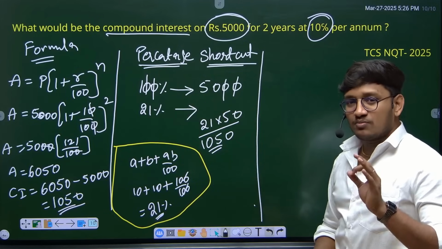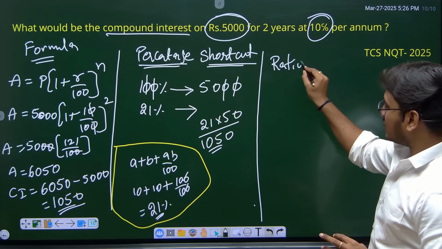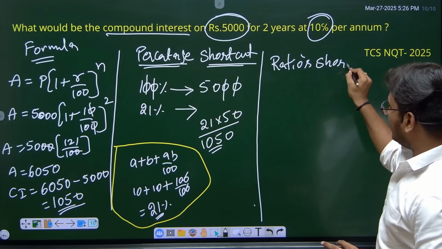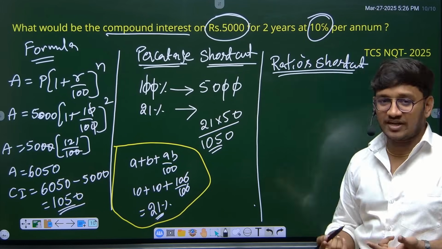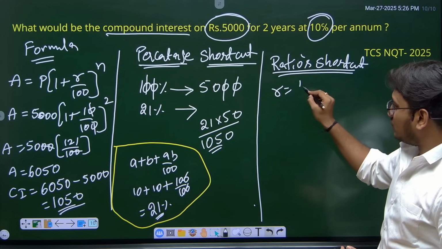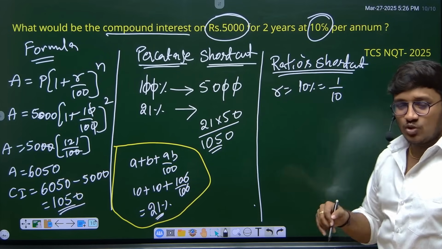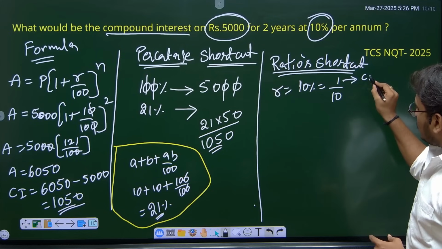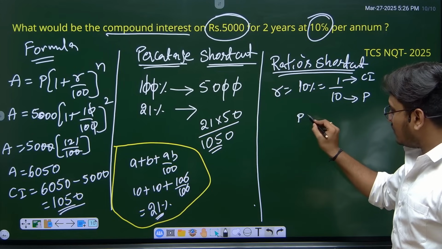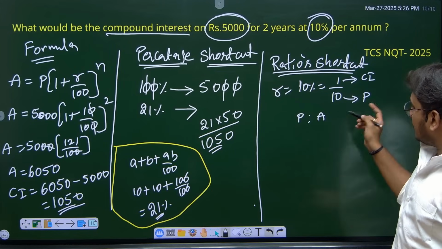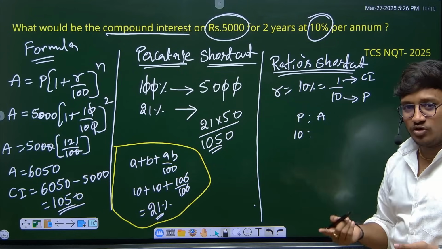Now, one more, the most efficient shortcut. What is the shortcut? The ratios shortcut. The same question can be done by using ratios. Ratios means based on the R value. Here we have 10%, which can be considered as 1 by 10. The numerator is always the compound interest, and the denominator is always the principal amount. Now I am taking the ratio of principal to total amount. Principal is 10 parts. Amount means principal plus compound interest, so by adding both we get the amount.